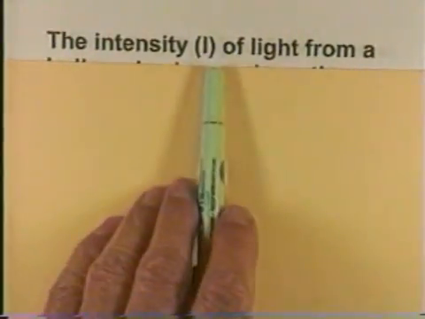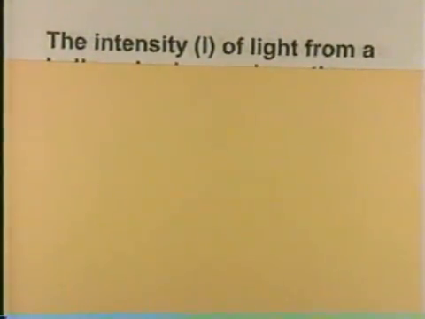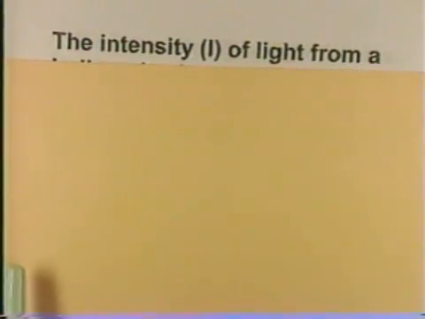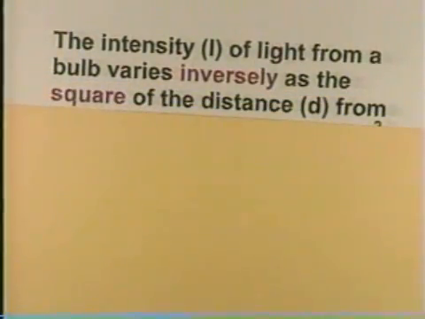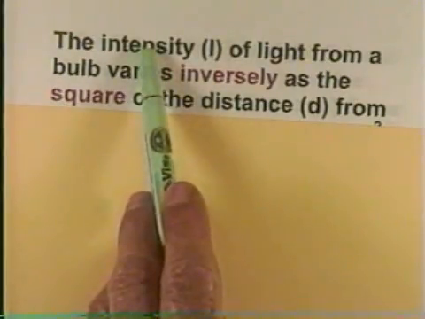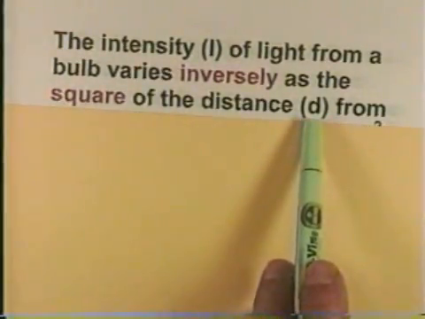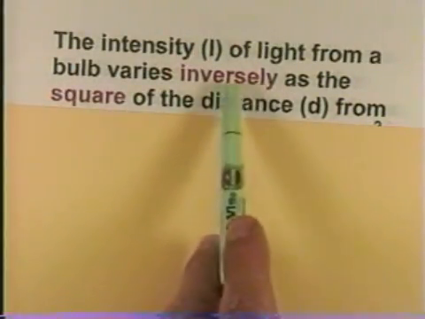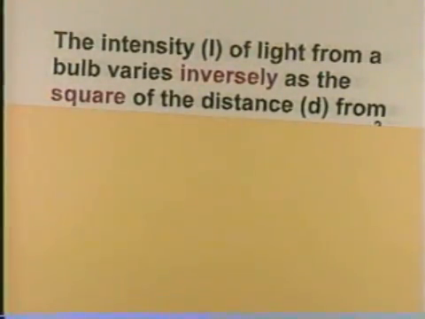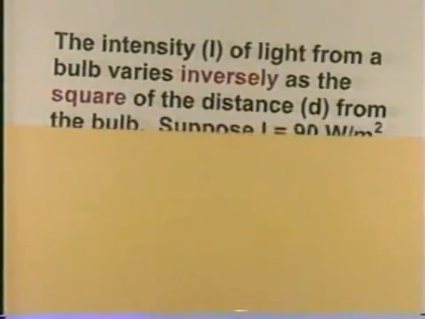The intensity I of light from above varies inversely as the square of the distance. Now I'm going to use I to stand for the intensity. I'm going to use D to stand for distance. And it says the intensity varies inversely as the square of the distance from the bulb.